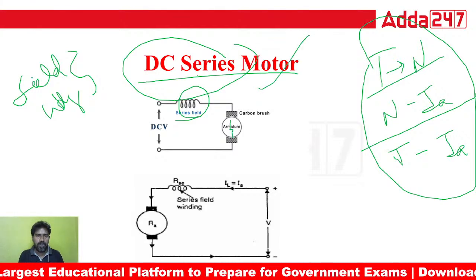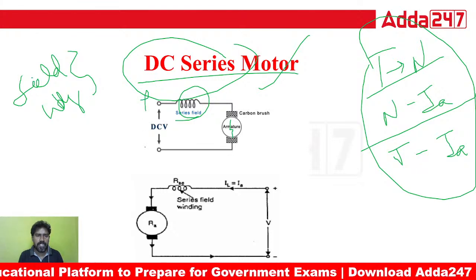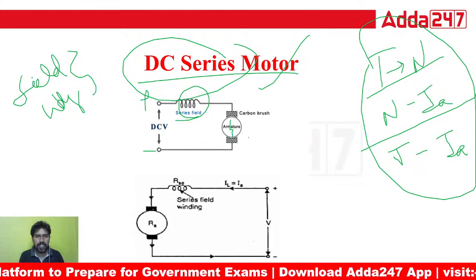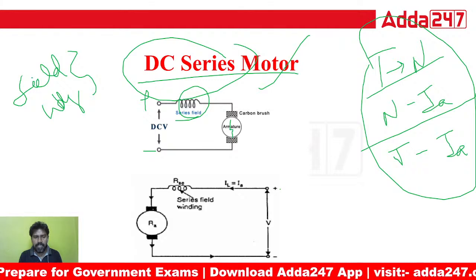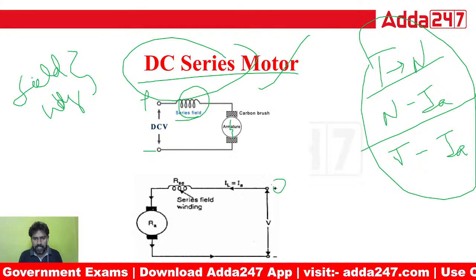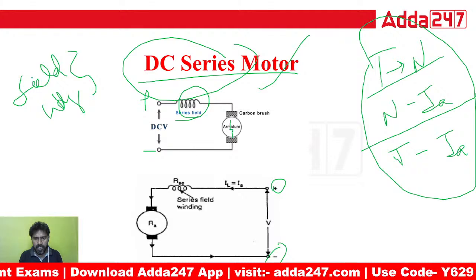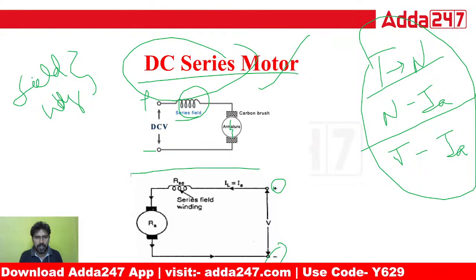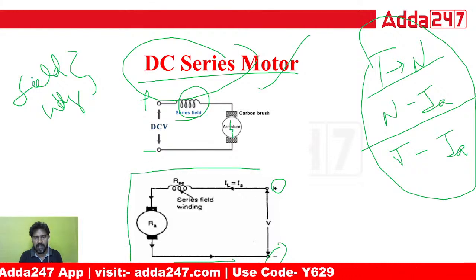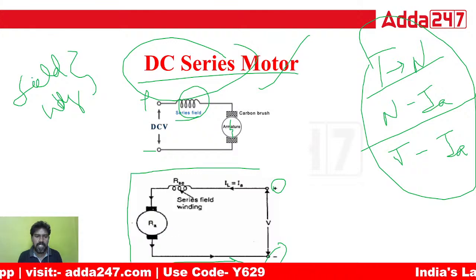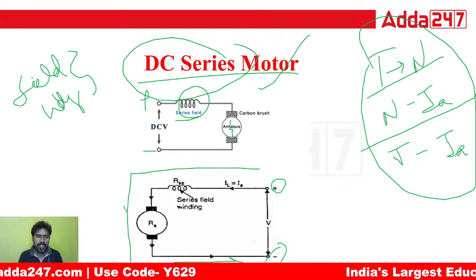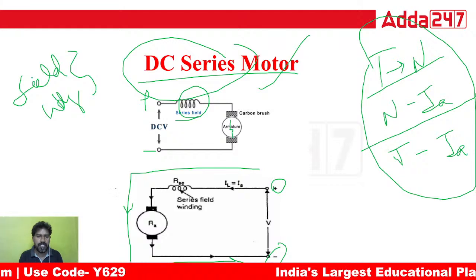Now we are providing supply from these positive and negative terminals. You can see in the diagram below: this is the positive polarity and the negative polarity. Then the supply is passing like this. Here there is the armature. That is the armature current, this is Ia.